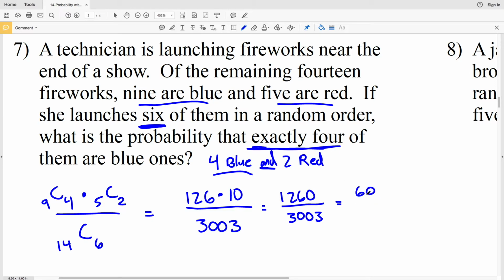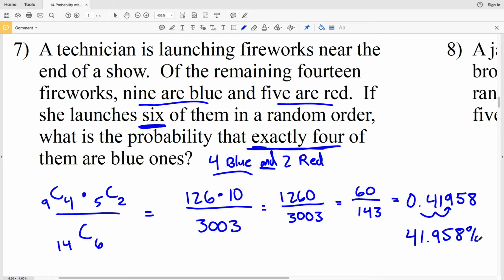So that will be 60 over 143, which, as a decimal, 60 divided by 143 is 0.41958. And converting that to a percent, moving the decimal place over twice, that will be 41.958%. So there's almost a 42% probability that exactly 4 of those fireworks will be blue.